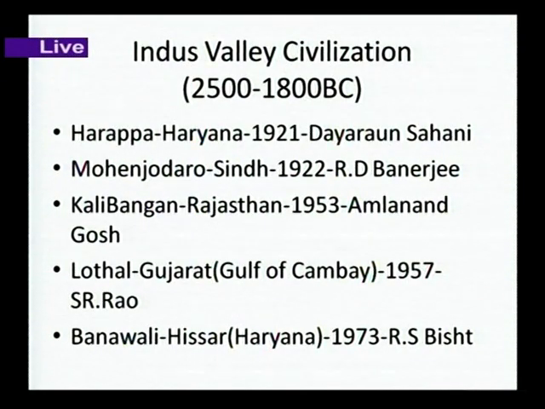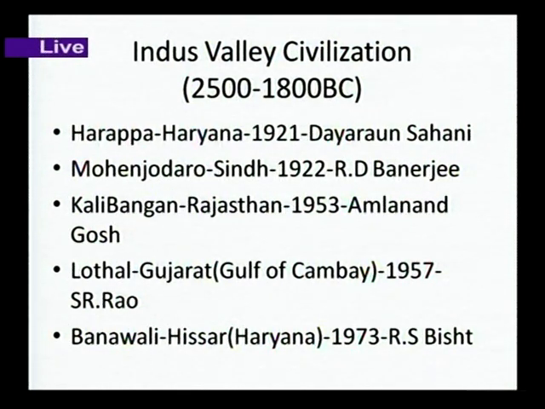Coming to the civilization, we have many important cities. The first important city is Harappa, at present in Haryana, and this was discovered by Daya Ram Sahni in 1921. Then we have the Mohenjo-daro city, in present Sindh. This was discovered by R.D. Banerjee in 1922. Then we have Kalibangan, in present Rajasthan.